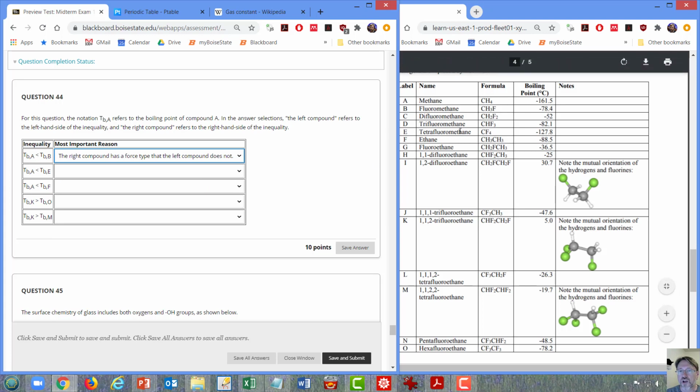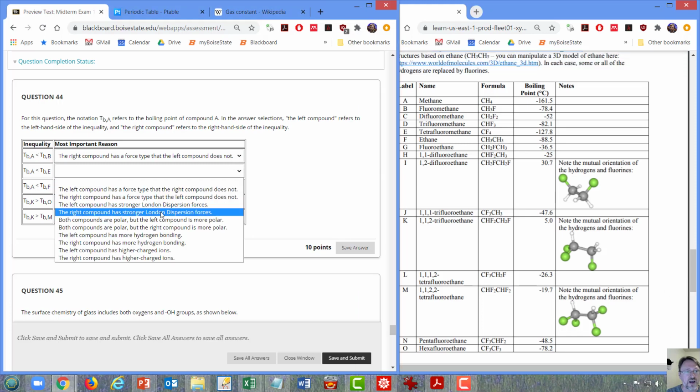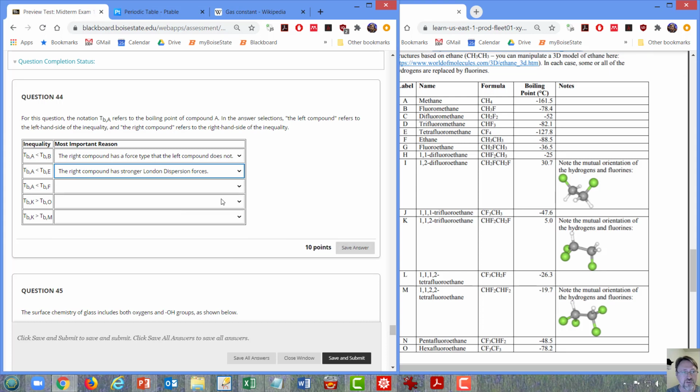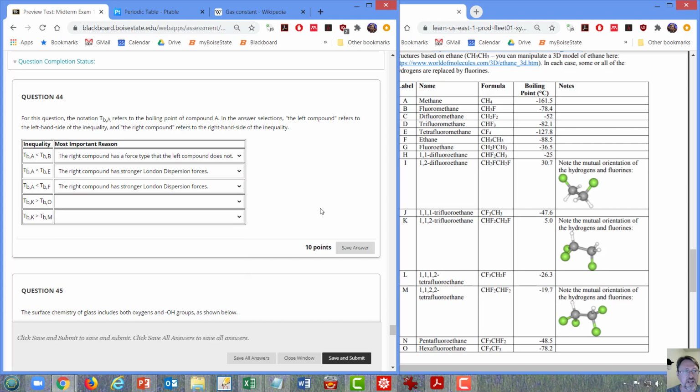Both of those are nonpolar. The difference is that this has more electrons, so the London dispersion forces for E are going to be stronger. So the right compound has stronger London dispersion forces. A versus F. Ethane is a larger molecule, and so you are going to have more London dispersion forces as a result of that. They're both nonpolar. So the right compound has stronger London dispersion forces.